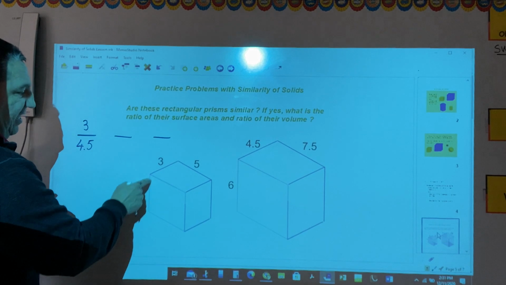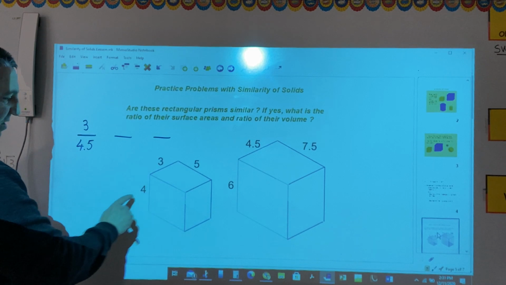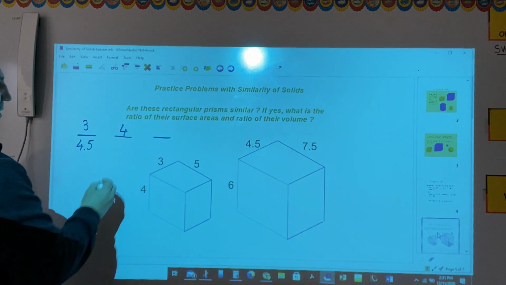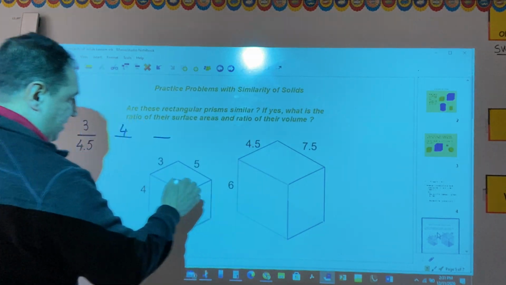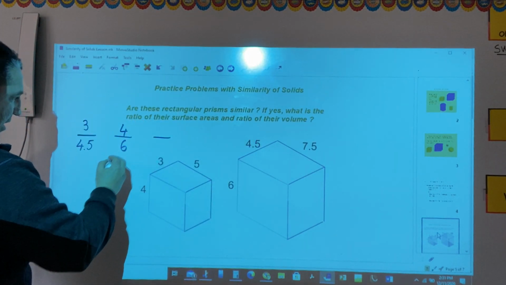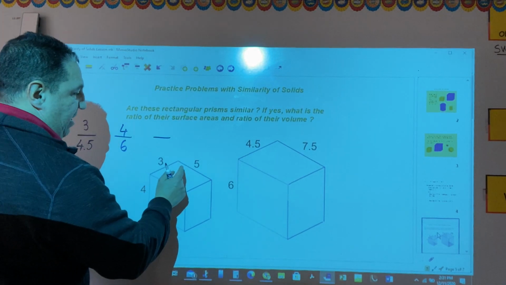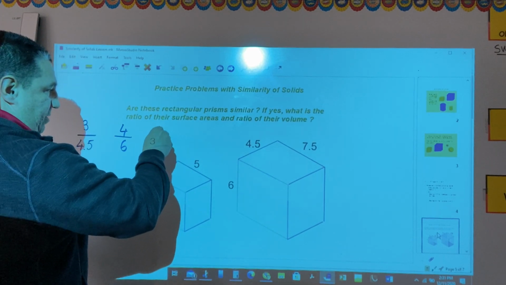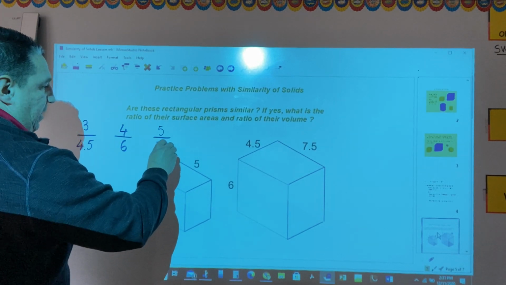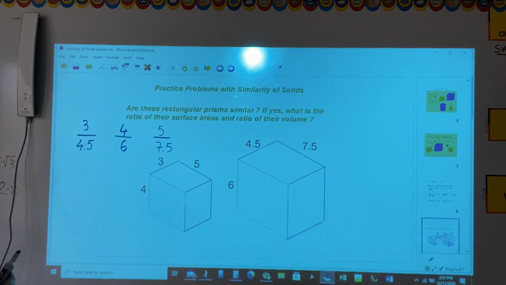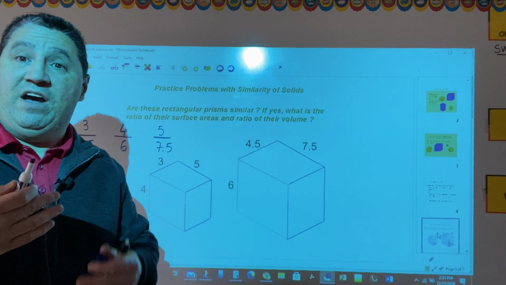We continue with the other dimension, height, of this prism, which is 4, on top. The corresponding dimension in the other prism is 6, which comes in the bottom. And the last corresponding dimensions are 5, which is on top, and 7.5 in the bottom. Now, in order to see if all of these 3 fractions are the same, we have to simplify them.